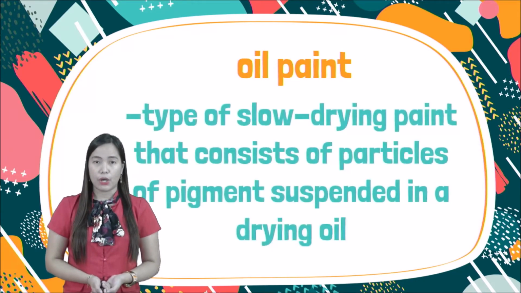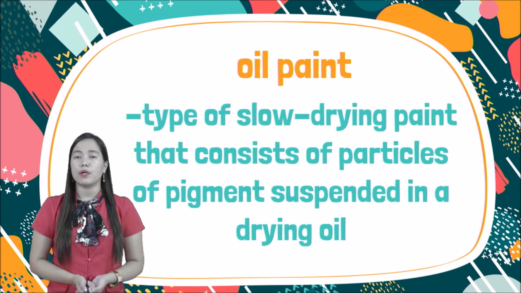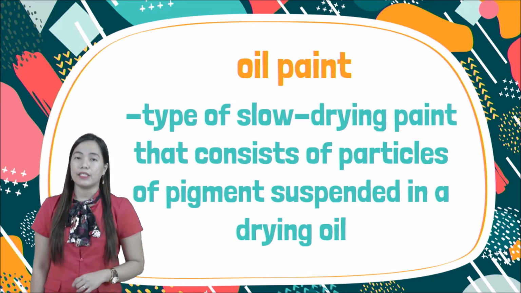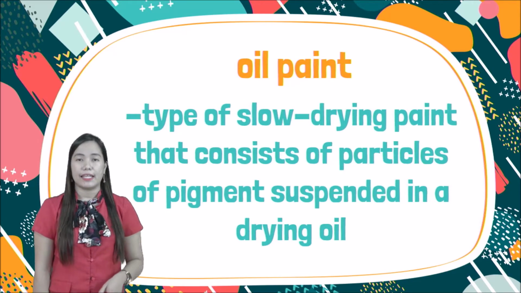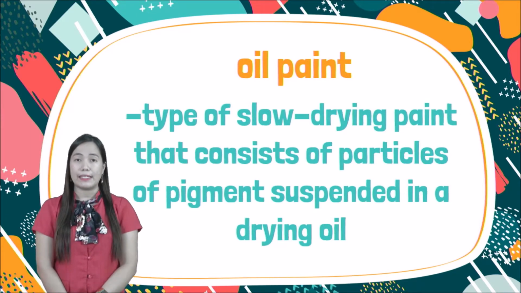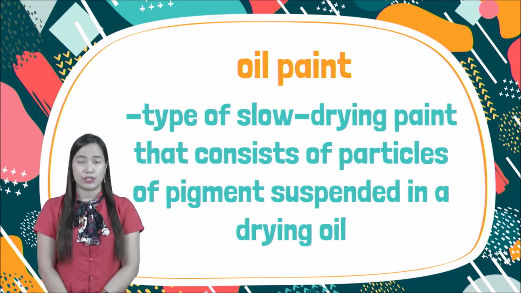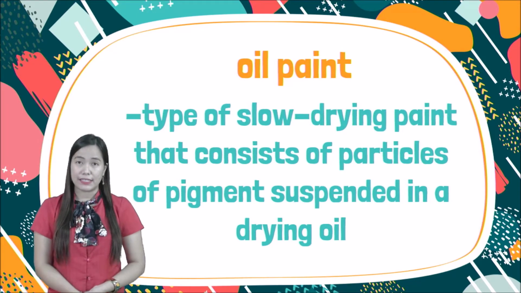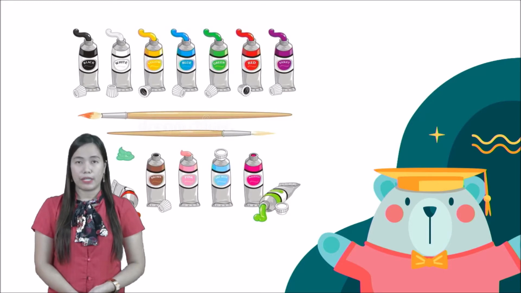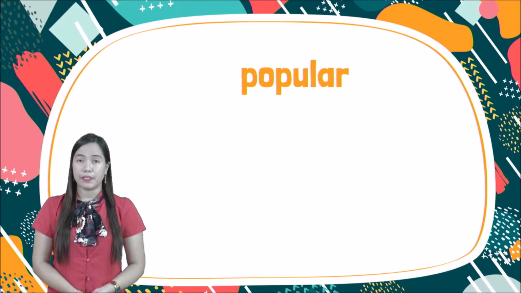When we say oil paint, it is a type of slow-drying paint that consists of particles of pigment suspended in a drying oil. Again, kids, when we say oil paint, it is a type of slow-drying paint. Okay, they are not easy to dry off. Do you want to see the oil paint? Here's the picture of oil paints. Usually, they are in a tube, a tube-like container.